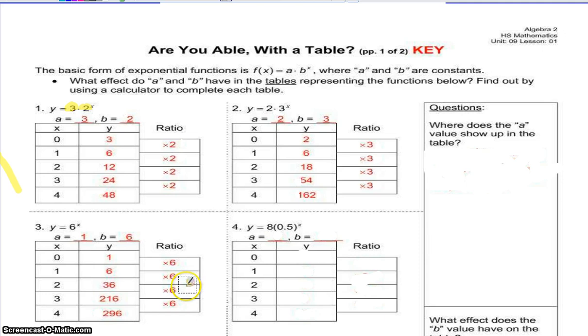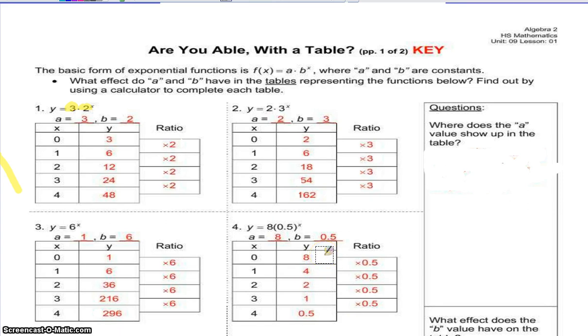So let's look at number 4. What is my a value here? That's correct, it's 8. And my b value would be? That's correct, it's 0.5. So now when I plug in my numbers, I'm going to get an 8, a 4, a 2, a 1, and a 0.5. Note that they're going down this time, which is showing that my ratio this time is multiplying by 0.5 or a half each time. So now let's answer the questions to the right.